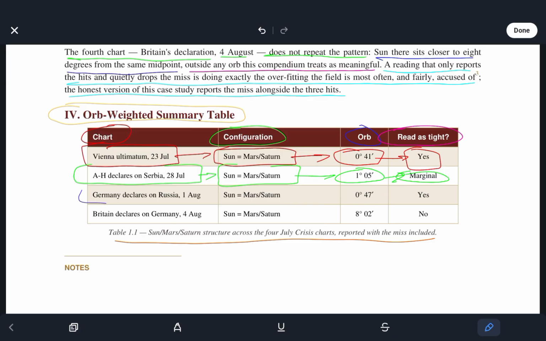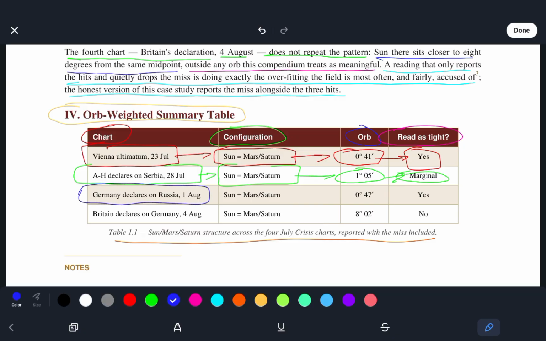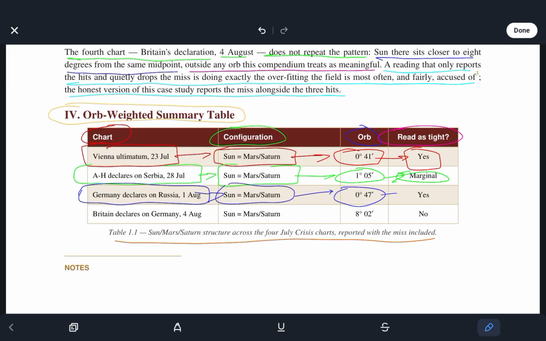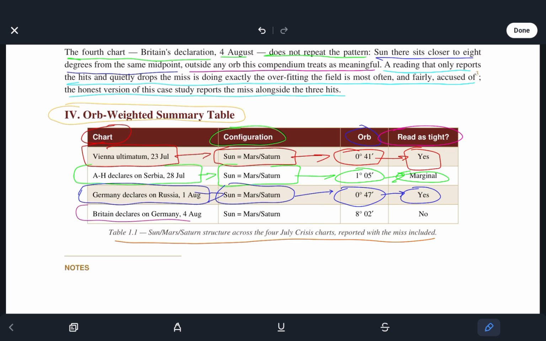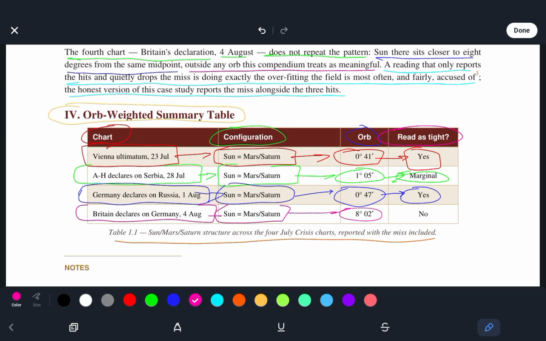We notice that Germany declares on Russia, August 1st, Sun equals Mars, Saturn. This time the orb is 0 degrees 47, yes. And Britain declares on Germany, August 4th, Sun equals Mars, Saturn. Orb is 8 degrees 02, so no.